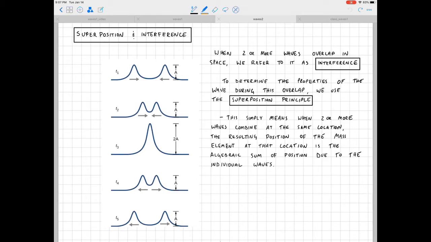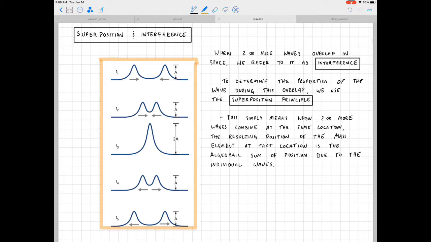Okay, so we've introduced waves. We've talked about how to model them mathematically through the sine function. And now we're going to look at what happens when two waves overlap. And so that brings up the idea of interference and superposition. So let's start by looking at this figure from the textbook.